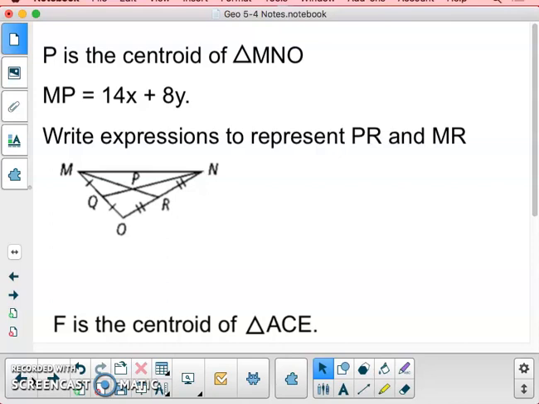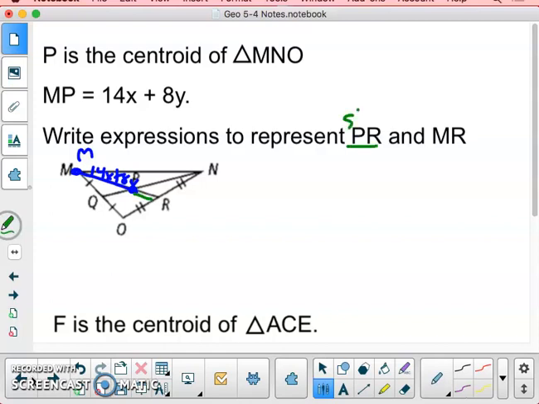This one says P is the centroid of the triangle, so that's right here. They're going to give us the length of MP. So between a vertex and P, that's 14x plus 8y. Okay, that's our medium piece. All right, they want expressions to represent PR, which is the short piece, and they want all of it, MR, which is the long piece. Okay, so that would be the whole thing. All right, this is going to be what we were just discussing just before.